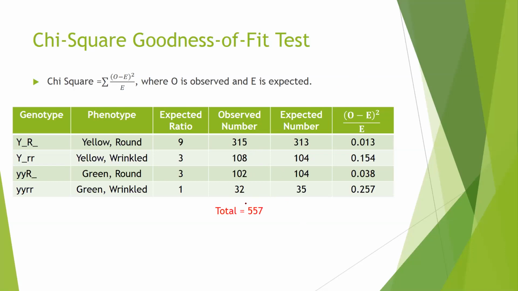The first thing you need to do is to add up all these numbers for these four categories, four phenotypes, to get the total. This is the total number of the progeny.